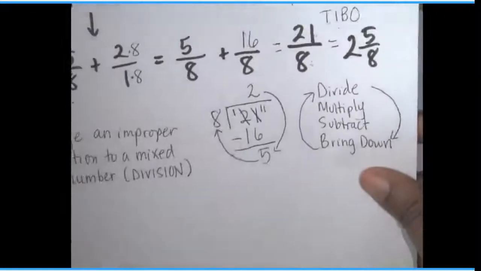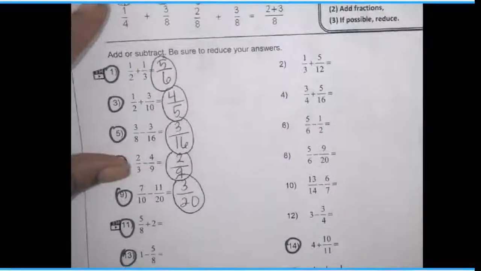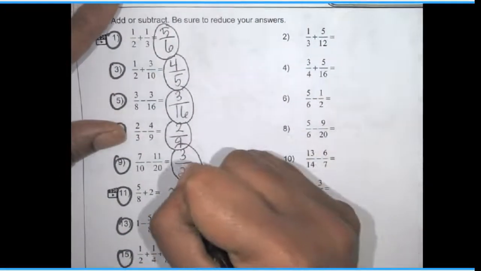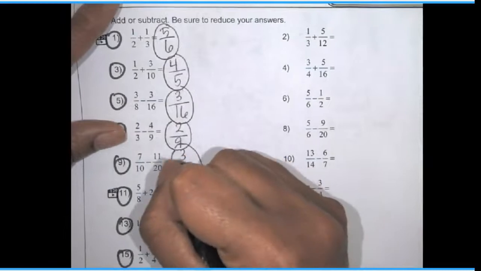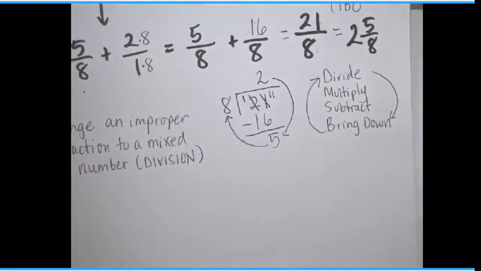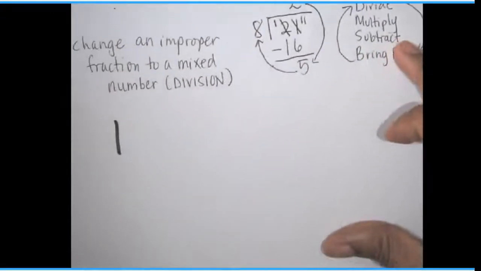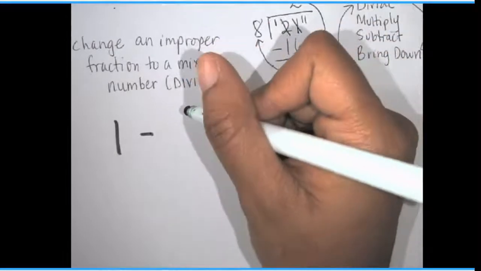All right, let's go to number 13. But real quick on our worksheet, let's transfer our answer. So for number 11, we should have got 2 and 5/8. And then again, I know my circling isn't the best, but there it is. All right, so now let's look at number 13. Well, for number 13, we're subtracting. So we're going to do 1 minus 5/8.